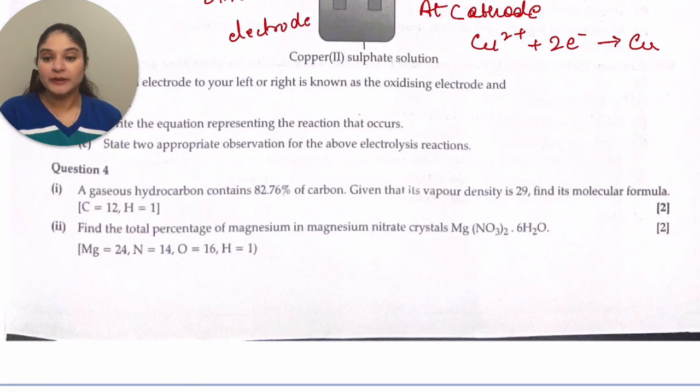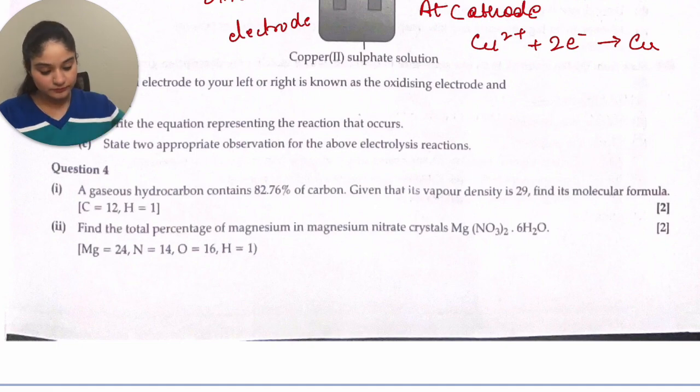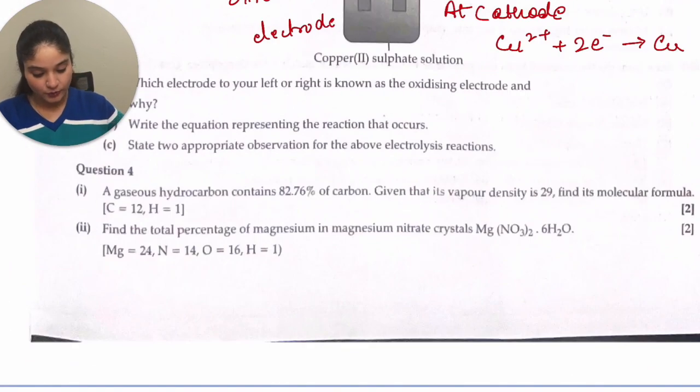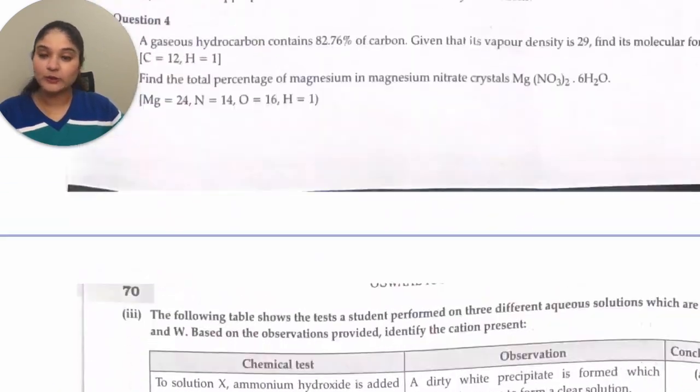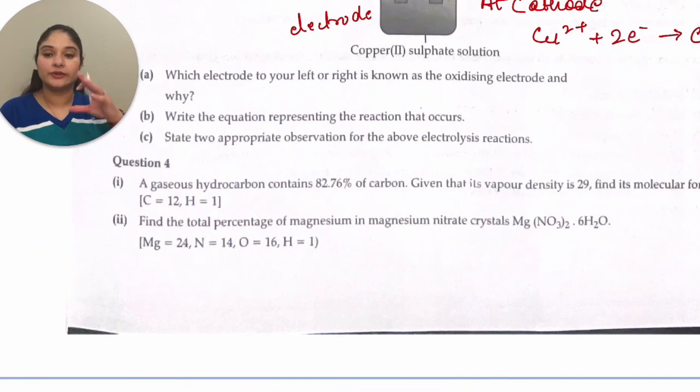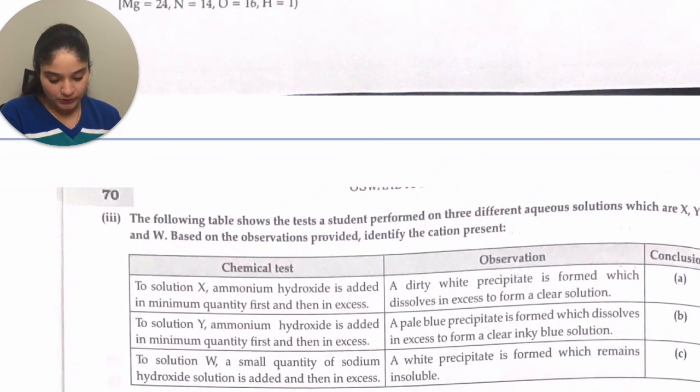Question number 4. A gaseous hydrocarbon. So these two are numericals. I will have to do these numericals towards the end, so that I have the questions also written there. Let's move to the third part.